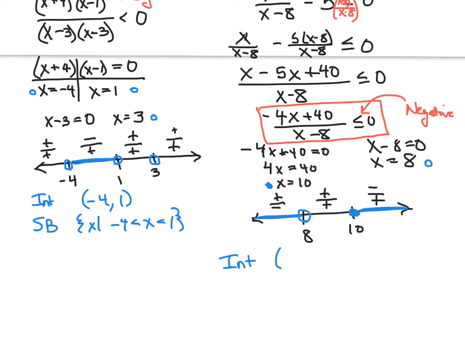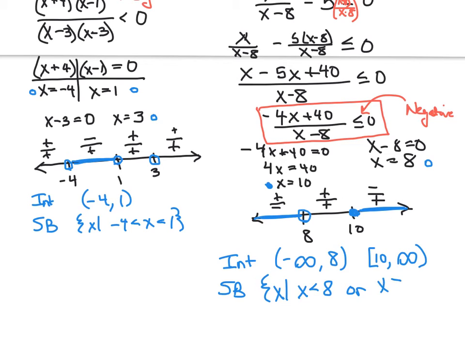In interval notation, I would go from negative infinity to 8, but don't include the 8. Then I also want to go from 10, but I do want to include the 10, all the way to infinity. In set builder notation, this would be two separate sets. X such that x is less than 8, or x is greater than or equal to 10.